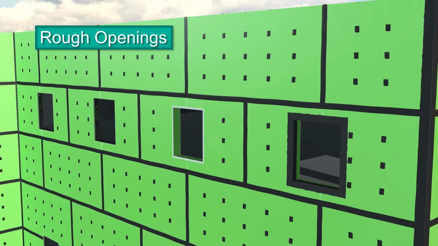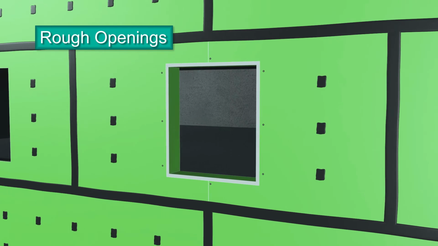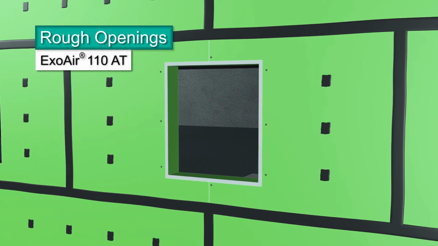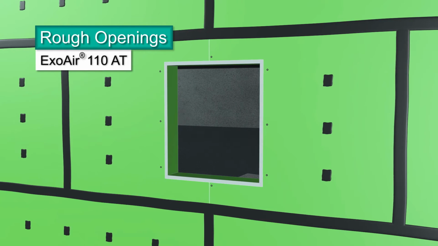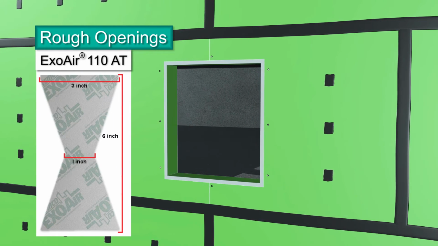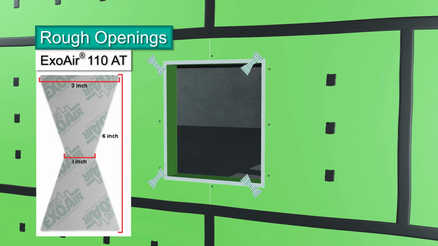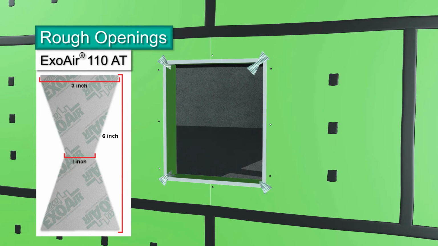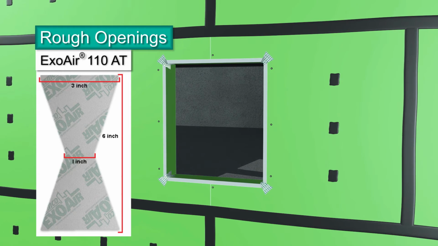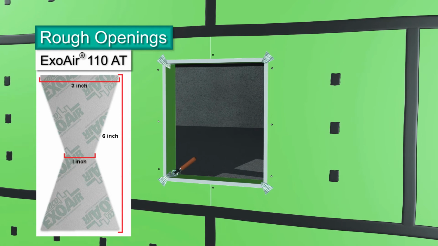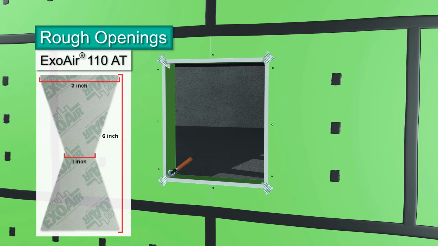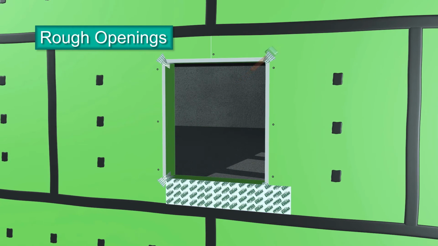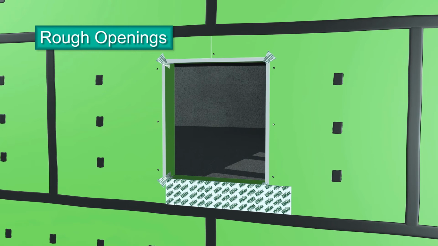Detailing rough openings with Dimonic 100 is the recommended application. Using ExoAir 110 AT is a second option. Cut pieces of the ExoAir 110 AT into a bow tie shape, 6 inches long, 3 inches wide at each end, and 1 inch wide at the center. Remove the release paper and apply bow ties to each corner where the jambs, sill, and head meet. Press firmly and roll into the corners and onto the face of the panel to remove air bubbles.